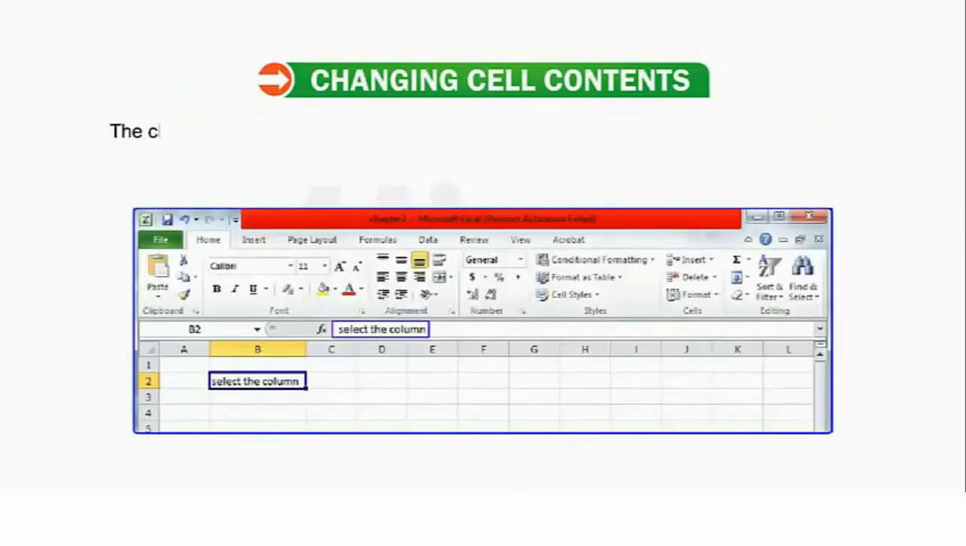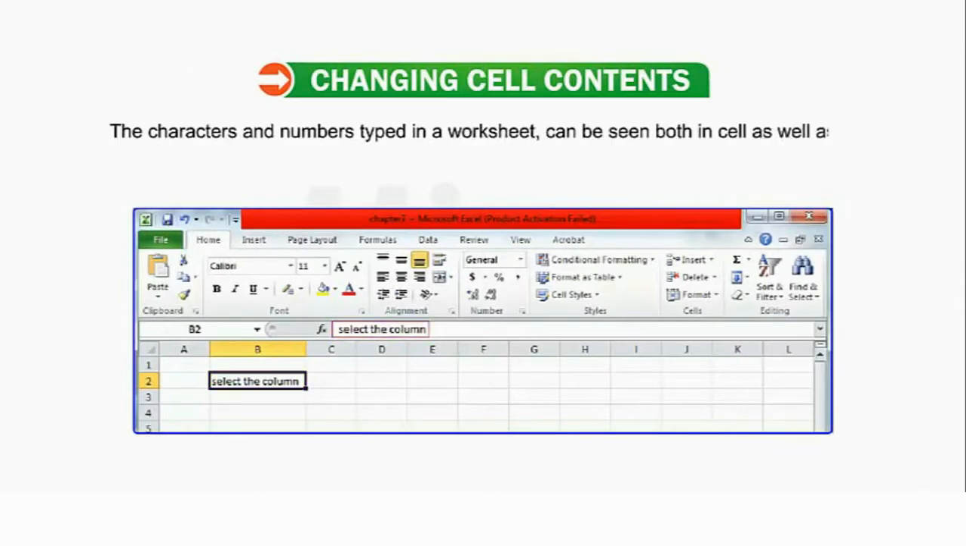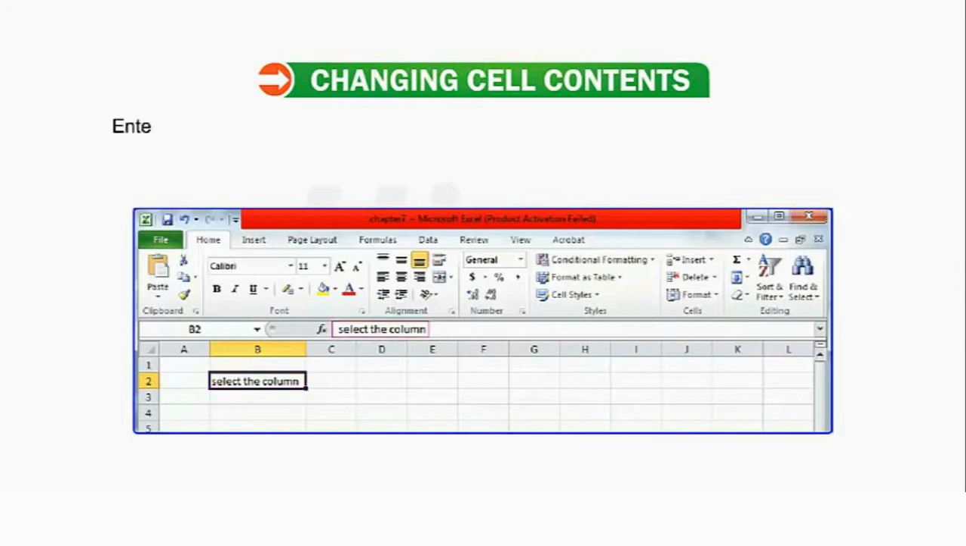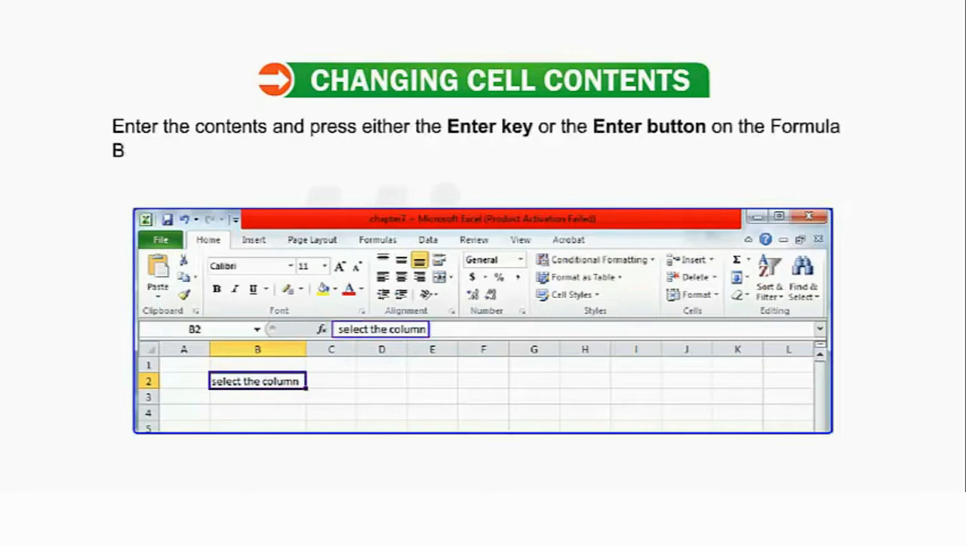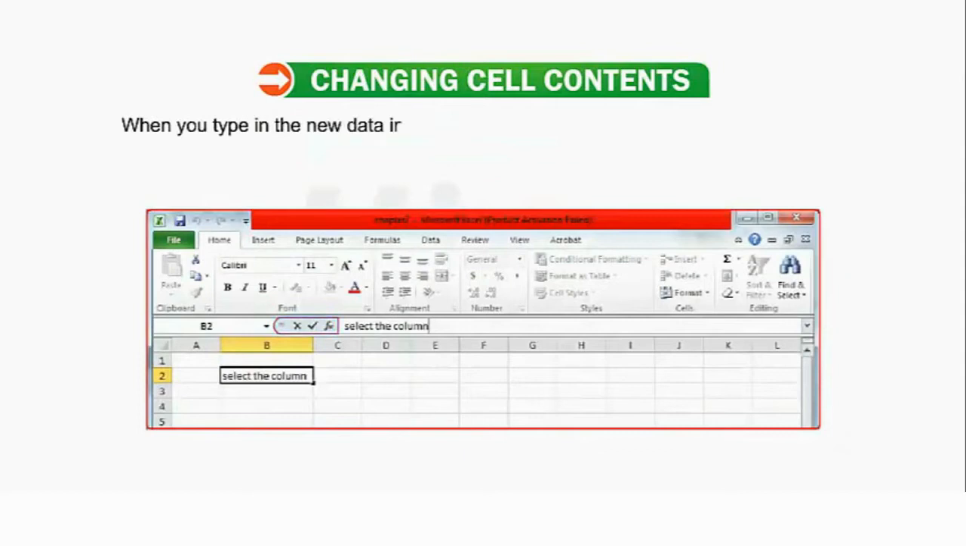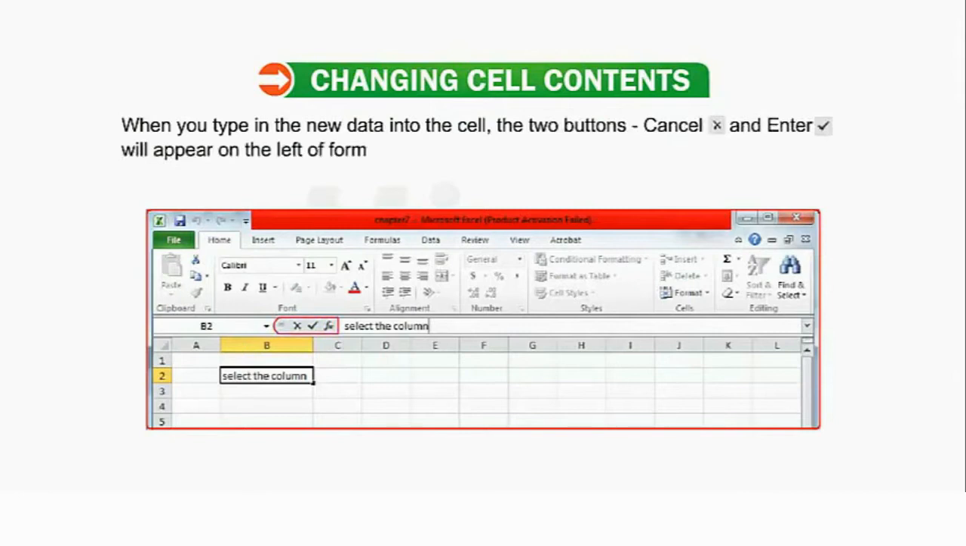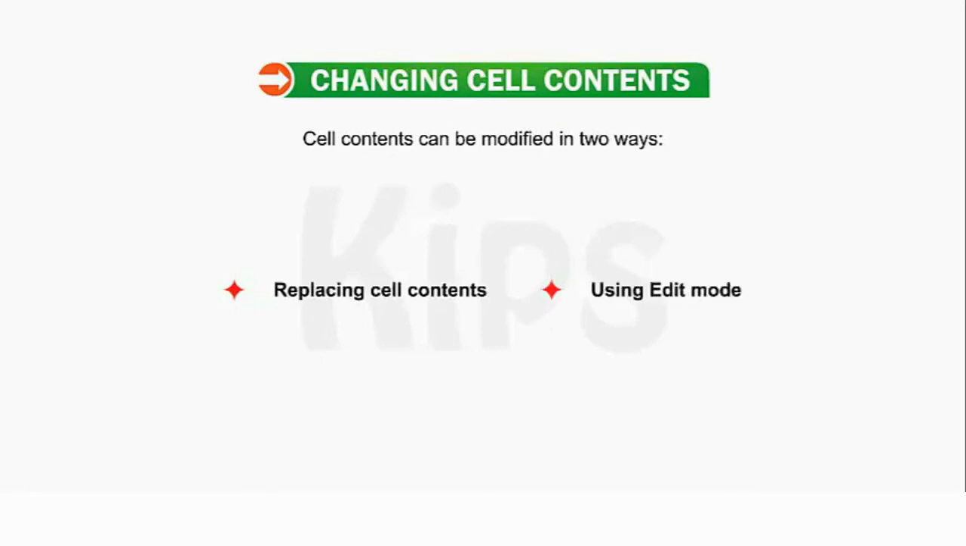Now next topic is changing cell contents. The characters and numbers typed in a worksheet can be seen both in the cell as well as in the formula bar. Enter the contents and press either the enter key or the enter button on the formula bar to accept the change. When you type in the new data into the cell, the two buttons, cancel and enter, will appear on the left of formula bar. Cell contents can be modified in two ways. First one is replacing cell contents. Second one is using edit mode.